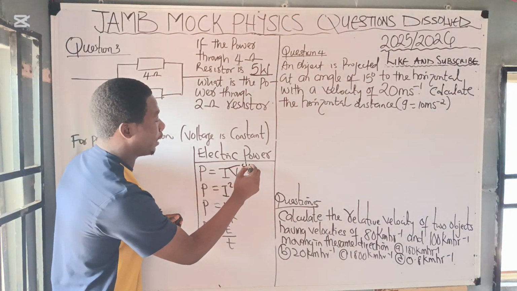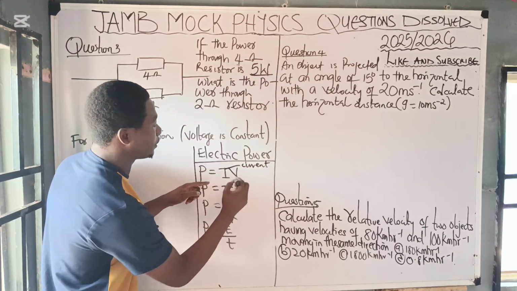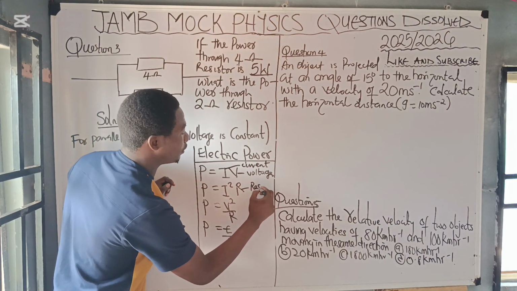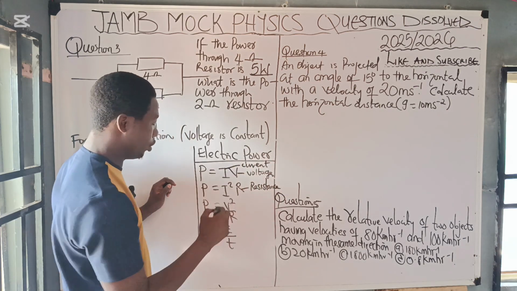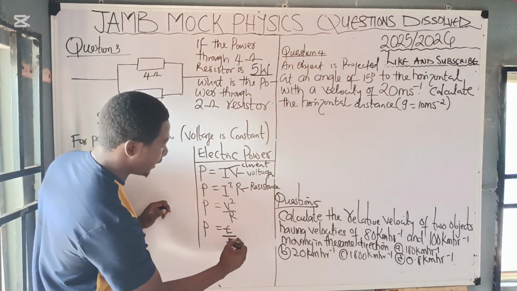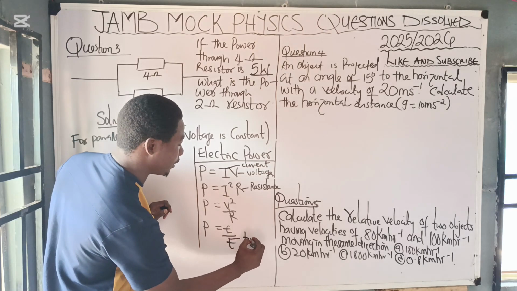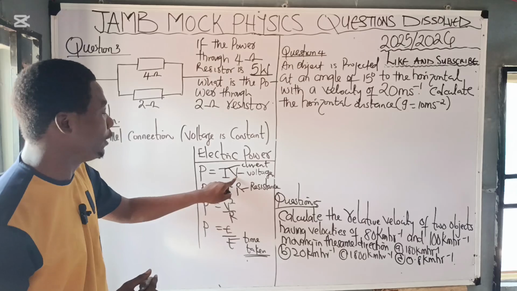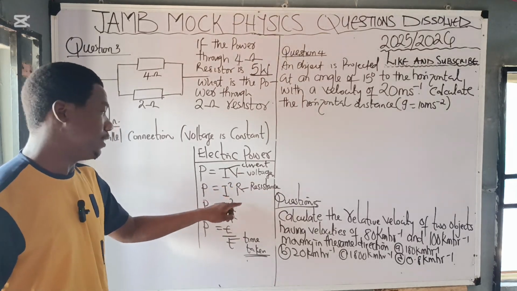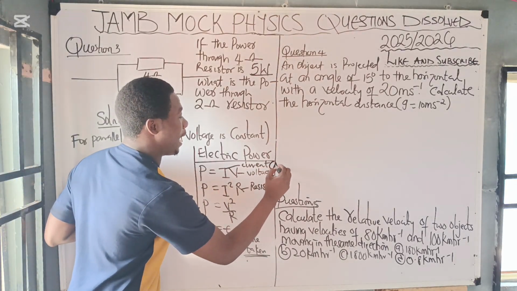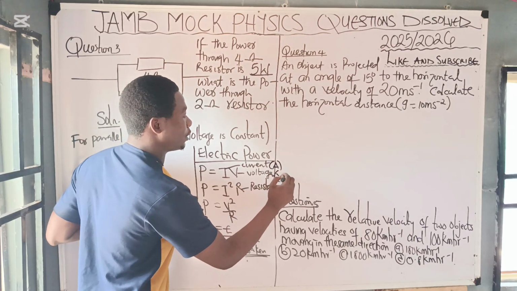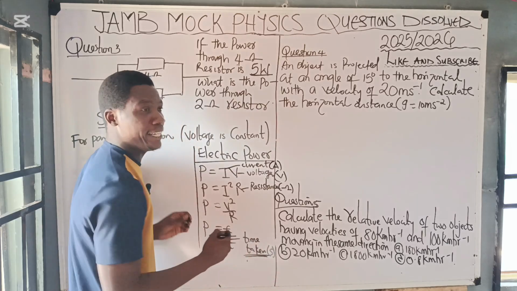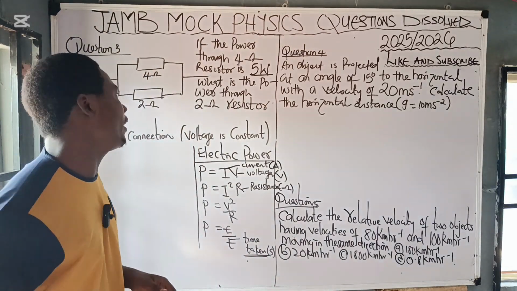Your I is current. V is voltage. Take note of that. R is resistance. Do you understand? Then T is your time taken. So take note of that. I is current, V is voltage or potential difference, R is resistance. Your current is in amperes, your voltage is in volts, resistance is in ohms, and time is in seconds.